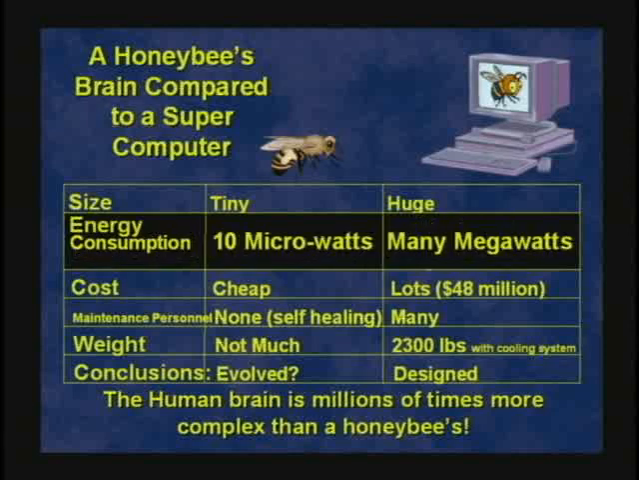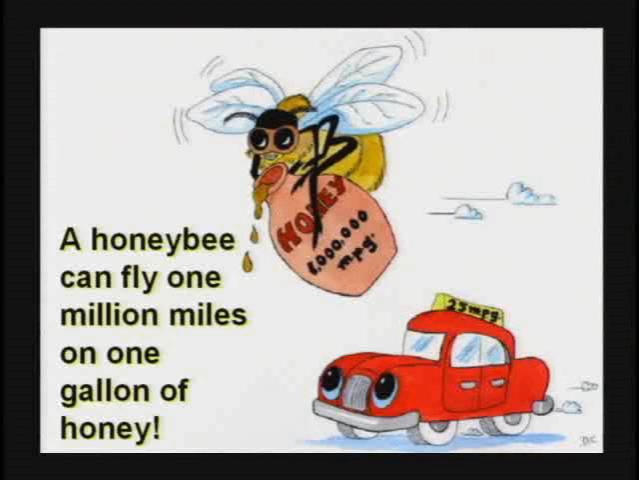The Cray uses many megawatts. It's power hungry. The honeybee uses 10 microwatts. Did you know honeybees not only make honey, they fly on honey. That's their energy source. And a honeybee can fly 1,000,000 miles on 1 gallon of honey. How would you like a machine that gets 1,000,000 miles per gallon? Especially at today's price of gas, right? Fill up once and you're done for the rest of your life.